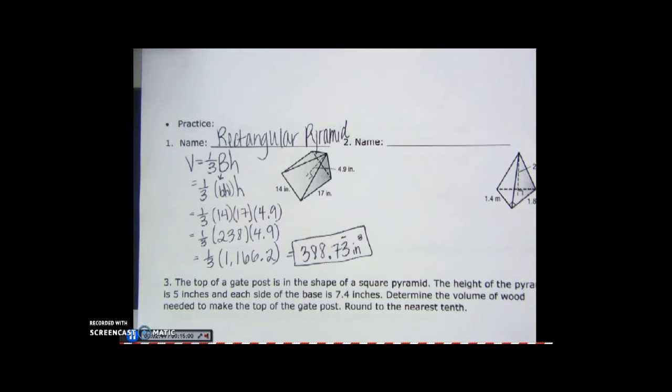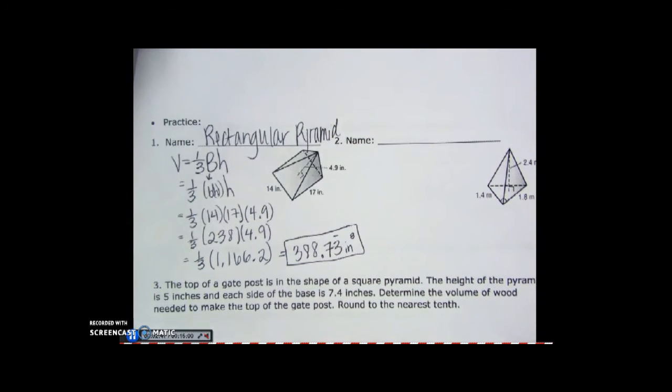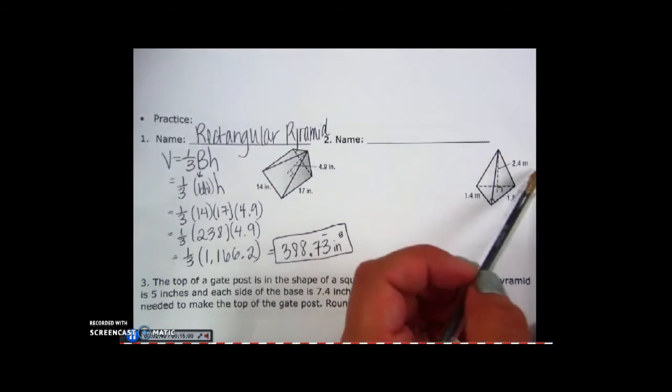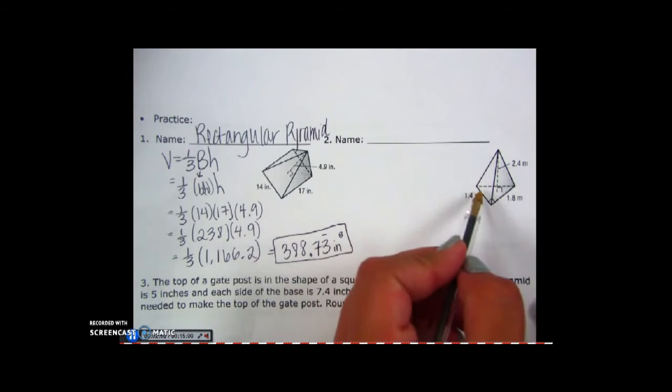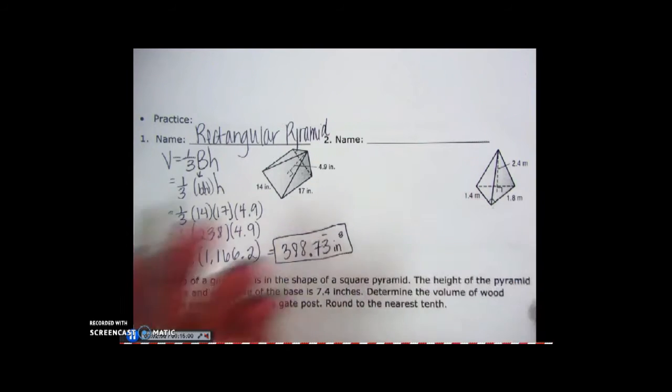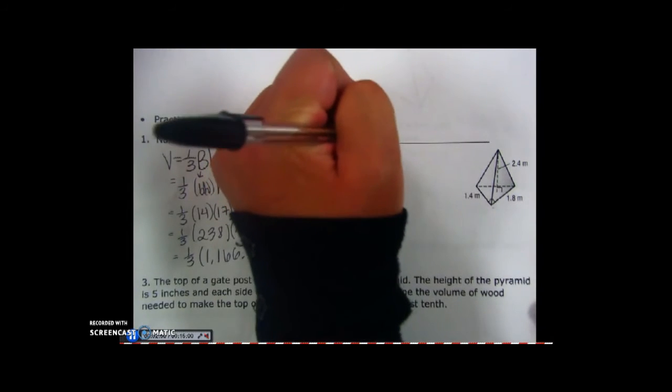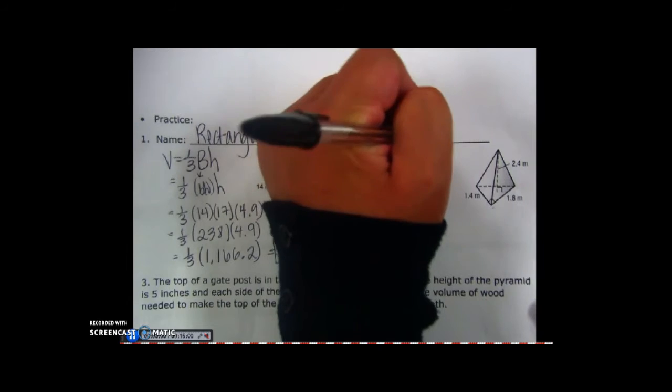All right, so let's go ahead and take a look at the next example. This one's another pyramid. We know it's a pyramid because all of the sides meet at a single point. But this one is a triangular pyramid, and that's because it has a base that's a triangle. Okay, so we're going to write triangular pyramid there for its name.